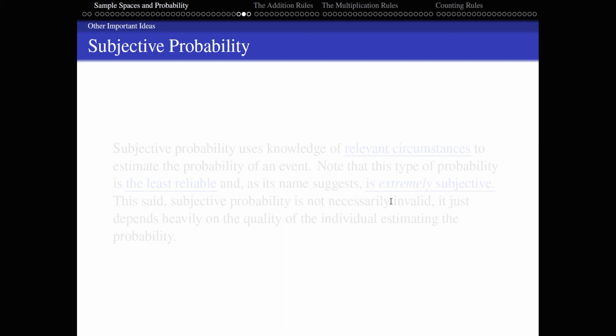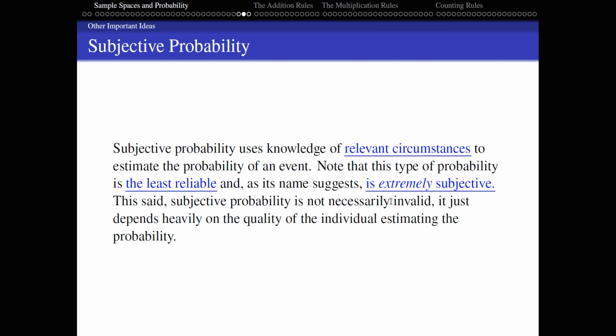Many people don't like subjective probability, let's be honest. Subjective probability uses the knowledge of the relevant circumstances to make a probabilistic claim. The problem is that it's very subjective. It's not necessarily bad, though. It just really depends on how good the person is who you asked to make a subjective probability. Sometimes, actually, subjective probabilities can be really good. They can be better than stuff that we can come up with theoretically.